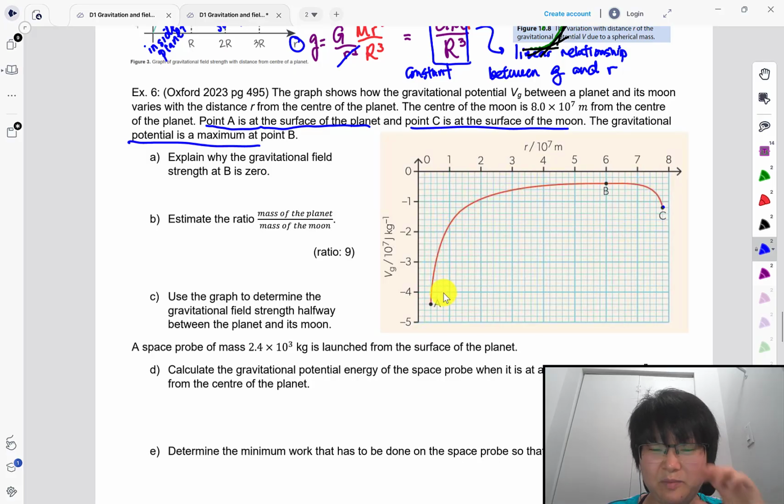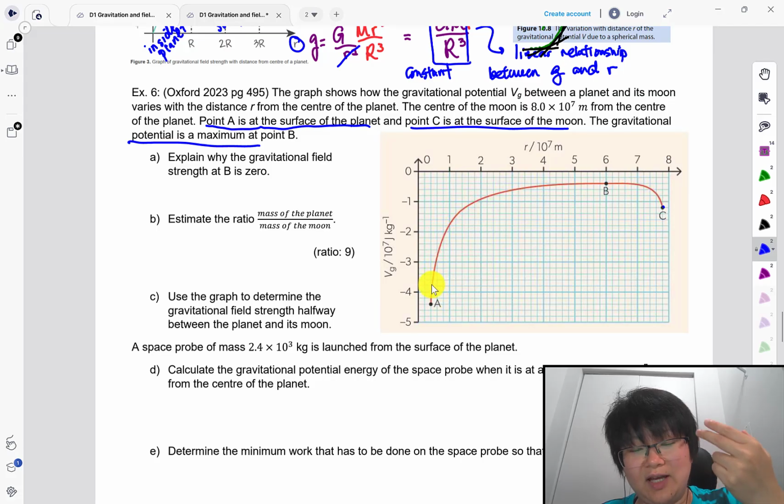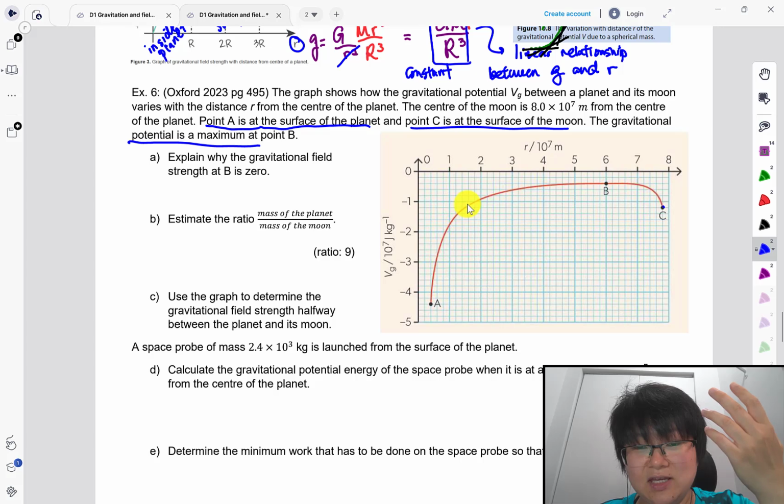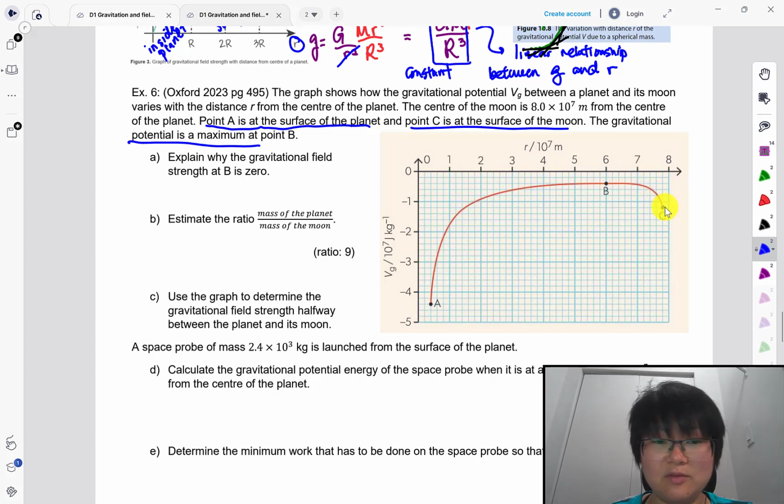If you take a look at the shape of this graph, it's pretty characteristic of two point masses. You are trying to get out of the gravitational well of your planet, maybe planet Earth. As you move further away, you get to a space around here, and then you get to another potential well, which is the moon. Question A is: explain why the gravitational field strength at B is 0.